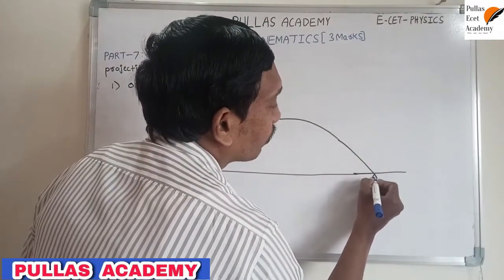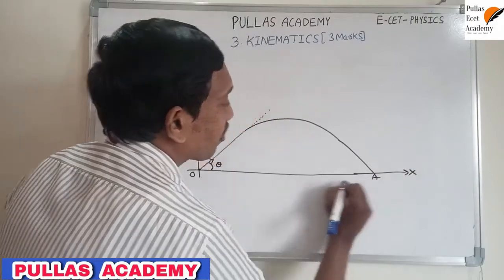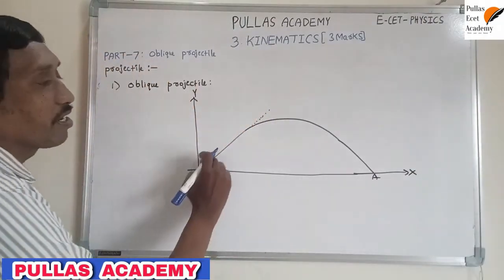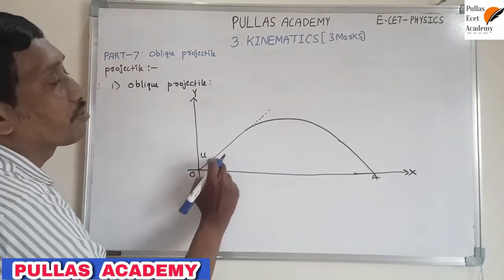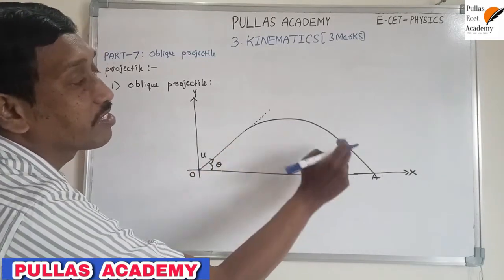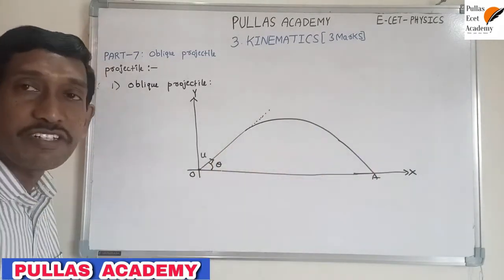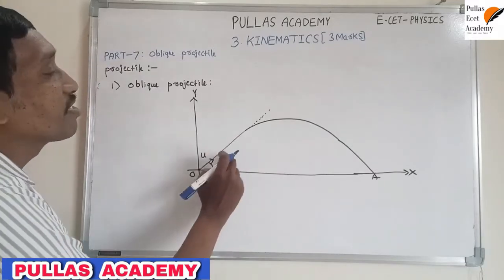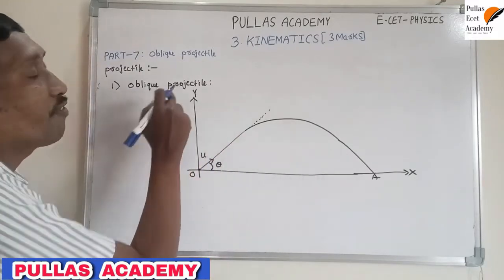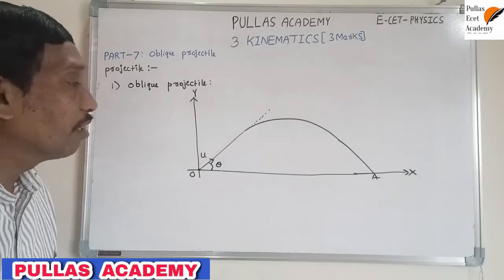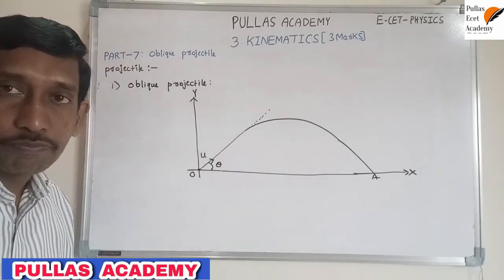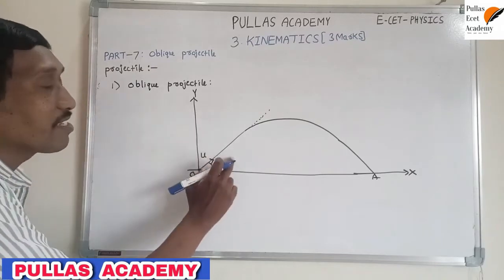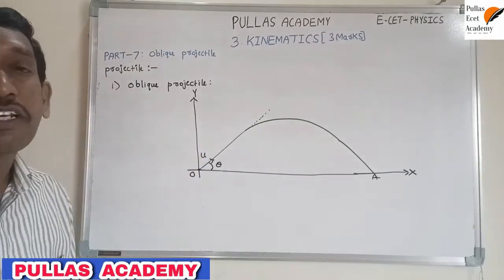This is the ground, and this is the x-axis. When you project this body, due to gravitational force and applied external force, this body moves along this curved line and finally reaches the ground. Now this is the traveling path of the oblique projectile. Actually, this is a parabola. That means the trajectory of the oblique projectile is a parabola.